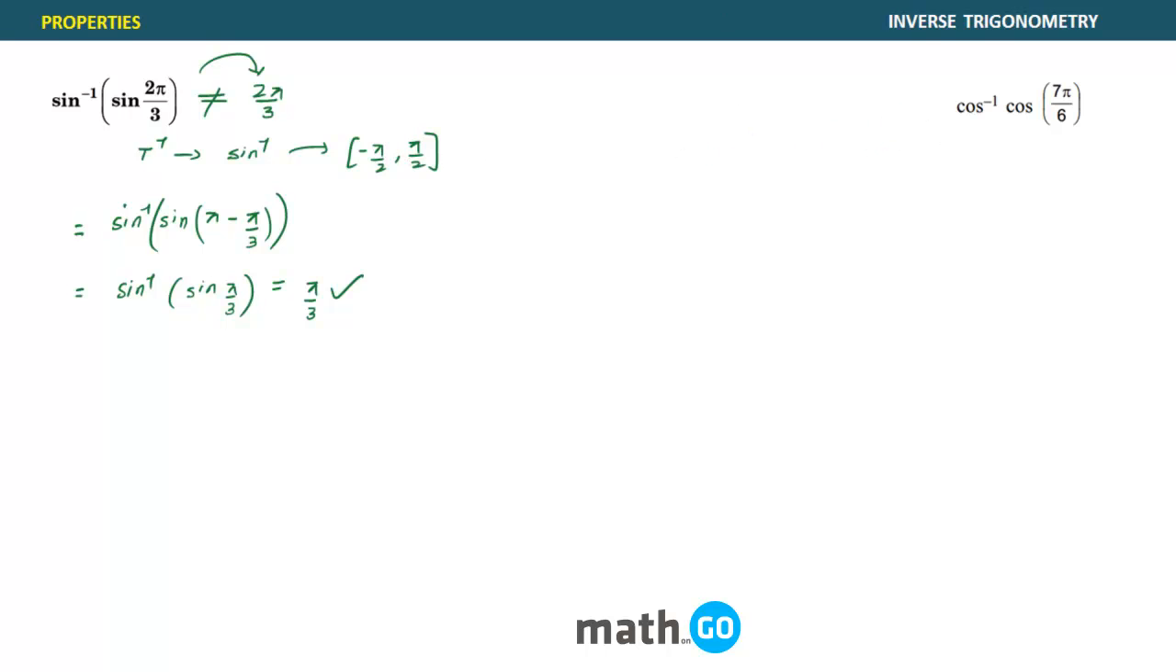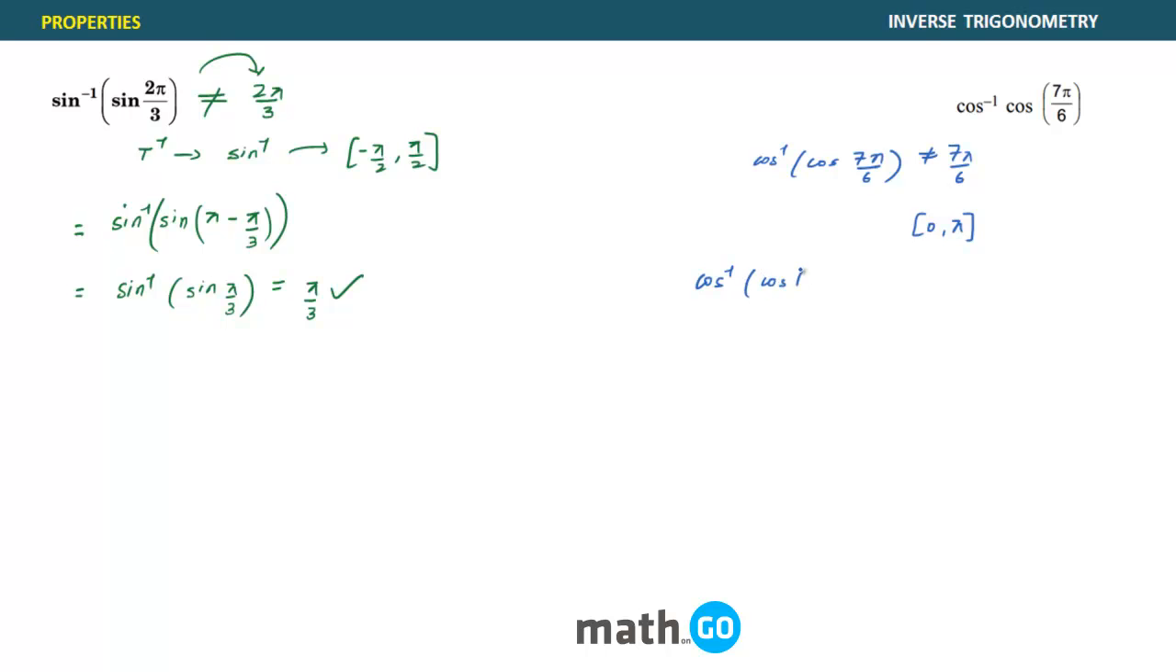It says cos inverse cos 7 pi by 6. So again, immediately you can see the answer will not be 7 pi by 6, right? Because it does not lie in the principal value branch, which is the answer should have been in the range 0 to pi, which is not the case. So what will happen now? Again, I'll try and convert this into the principal value branch first of all.